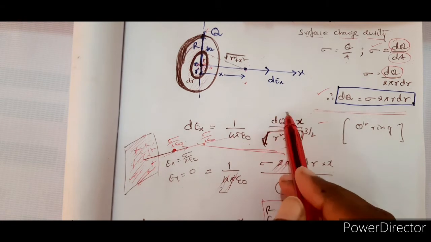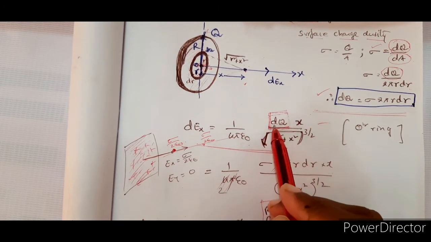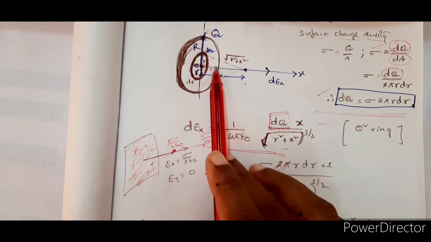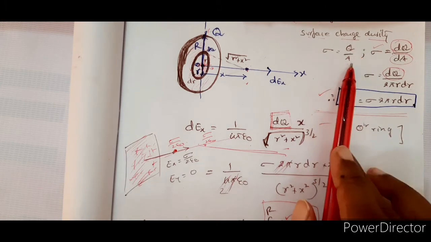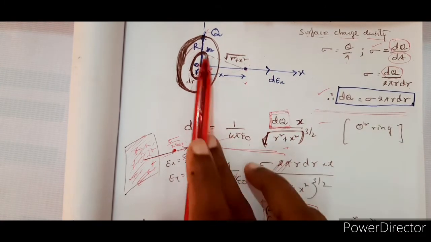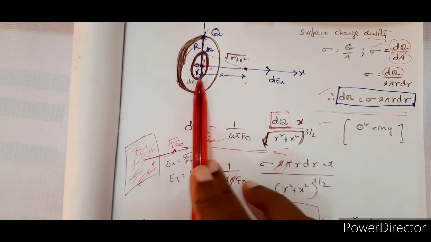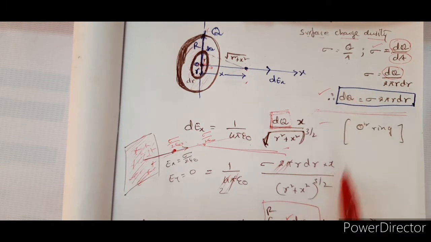Now the problem here is we have to find out dq. While determining dq, this is a two-dimensional object, so you will take the surface charge density. Sigma is equal to q by A, that is, sigma is equal to dq by dA. What is the area of the ring? 2 pi r into the thickness of the ring dr. So 2 pi r dr is the area of the ring. Thus you got the dq value.